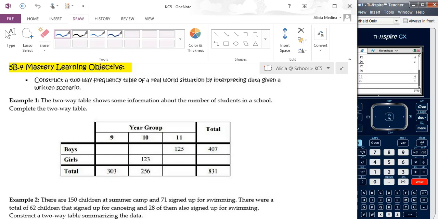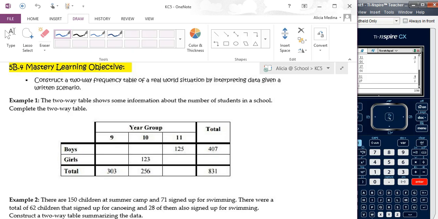Hey guys, in this video we're going to be covering activity 5B.4. Our mastery learning objective is: I can construct a two-way frequency table of a real-world situation by interpreting data given and a written scenario. I think that's supposed to say.